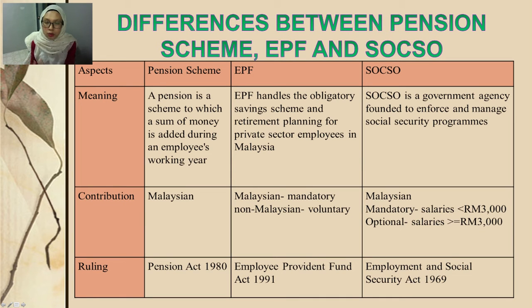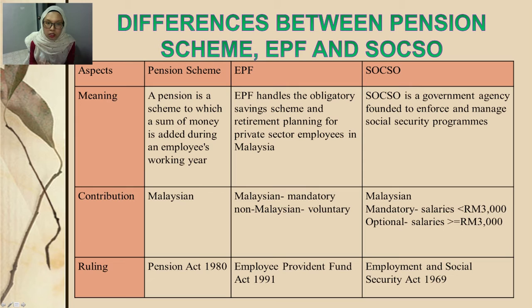Next, differences. We have 5 aspects. First, meaning. Pension scheme: a pension is a scheme to which a sum of money is added during an employee's working year. For the EPF, it handles the obligatory saving scheme and retirement planning for private sector employees in Malaysia. SOCSO is a government agency founded to enforce and manage social security programs.